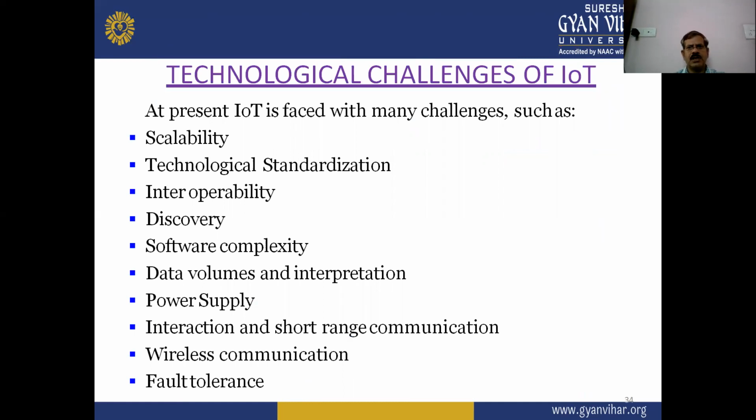Next, technological challenges of IoT. At present, IoT is faced with many challenges such as scalability, technological standardization, interoperability, discovery, software complexity, data volume and interpretation, power supply, interaction and short-range communication, wireless communication, fault tolerance. So these are some technological challenges of the Internet of Things.